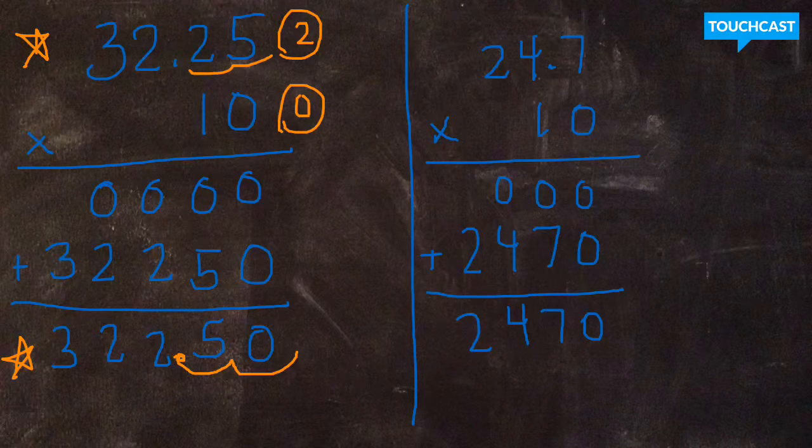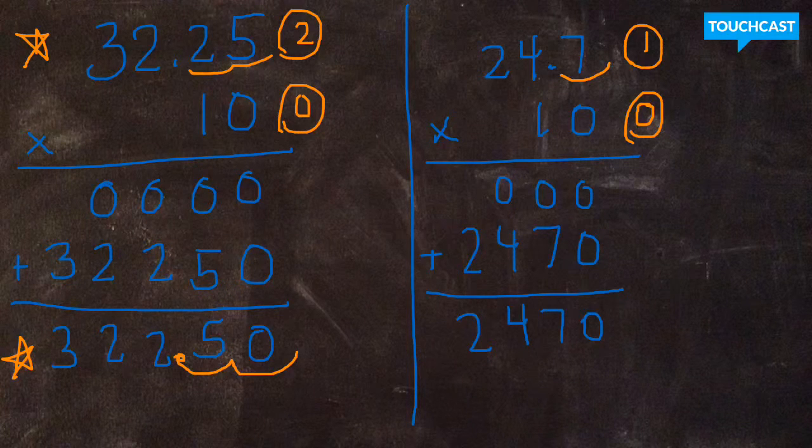Now, we know the process for going back and putting our decimal points into our final answer. We have to figure out how many were in our original equation. So there was 1 decimal place in this number, 0 decimal places in this number. So that means we need 1 decimal place in our final answer. So 24.7 times 10 is 247.0, or just 247. So again, I want you to see if you can notice a pattern.